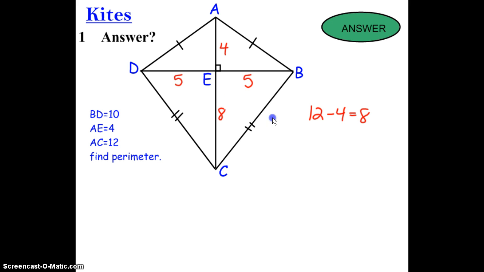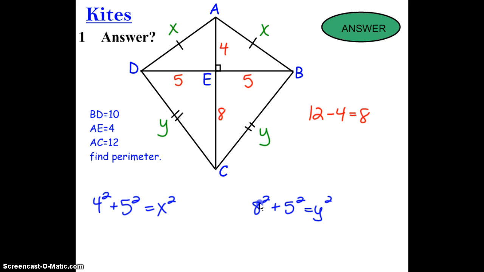So in order for us to find the perimeter, we need to find the length of AB and AD, as well as DC and BC. And since those lengths are congruent, we just have to solve for one of them. So we're going to use Pythagorean theorem, and we have 4 squared plus 5 squared is equal to x squared, and we also will have 8 squared plus 5 squared is equal to y squared. So I want you to go ahead and solve those.